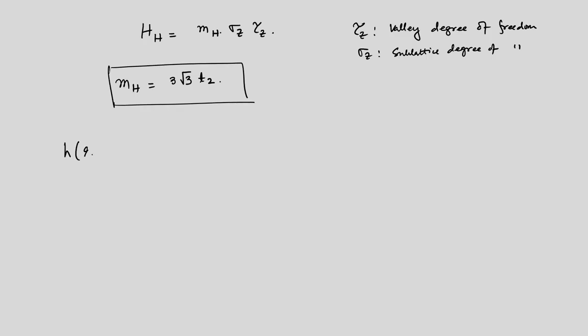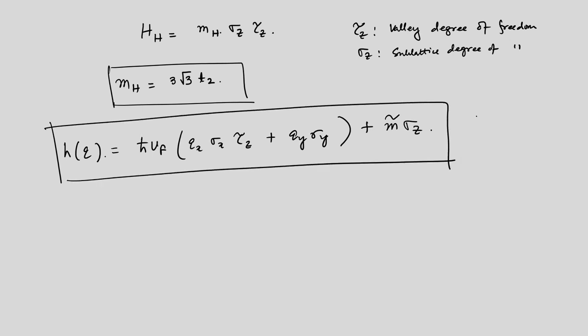Okay, so I now combine all the three terms and write down this H of Q. This is equal to ħ v_F, and then q_x sigma_x gamma_z plus q_y sigma_y. And now I combine both these terms, because both of them have a sigma_z term, excepting that one has an extra gamma_z, which the Semenov term does not have. And so we will write this as the total low energy dispersion for the total Hamiltonian. This we have already seen, this part.